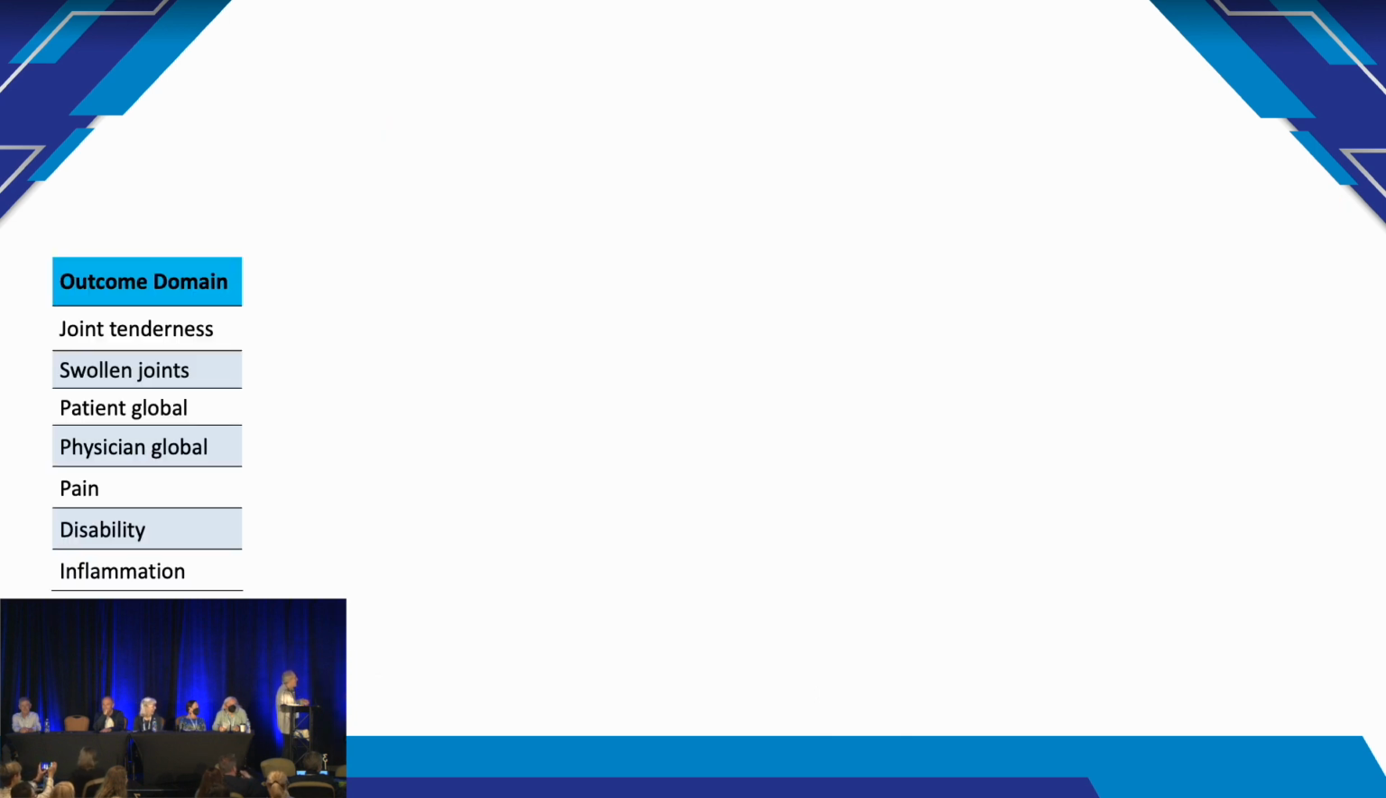That's super great. And you know what we did, Cos? We did something with the onion. We did something with that corset. And let me show you. Okay, here it is. This is what's on your body. You got joint tenderness, swollen joints. You got patient global, physician global. You got pain. You got disability. And you've got inflammation, right?